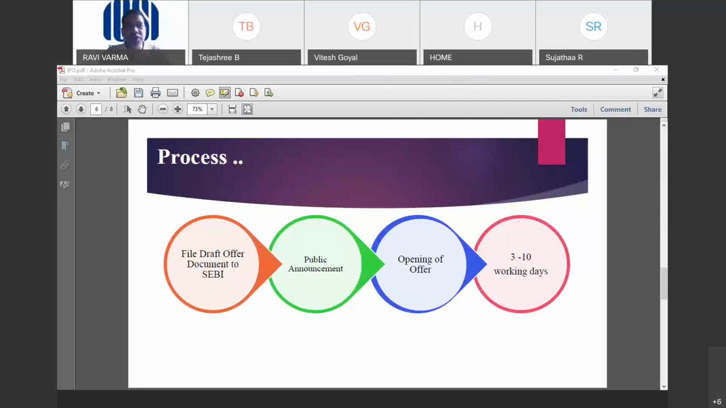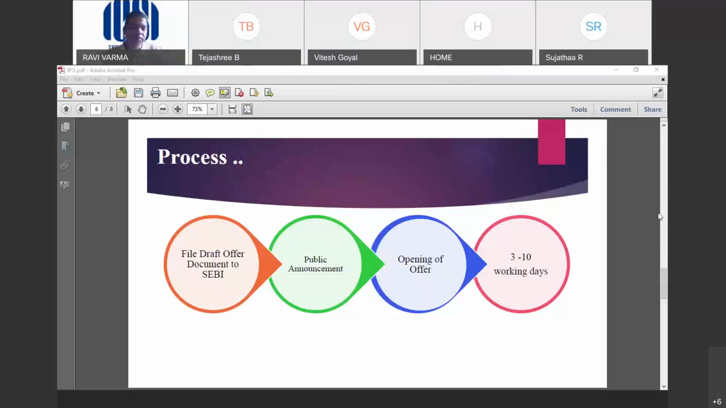Now next comes the process, how the review process goes ahead. Please start with filing the draft of a document. Now, before the offer document, I would like to say that in your material, particularly around page number 110, or 107, they have defined three things. The first is the draft offer, second is the offer document, and third is the red herring prospectus.